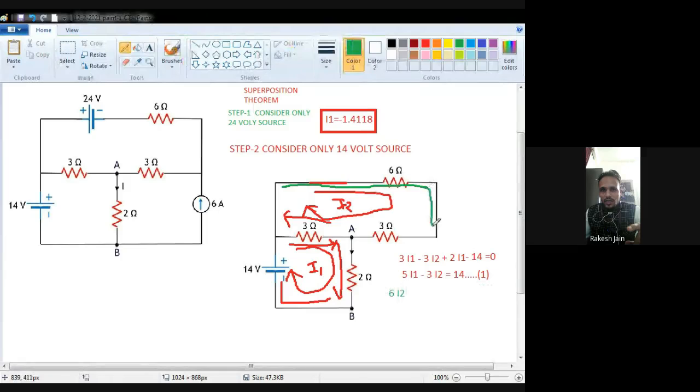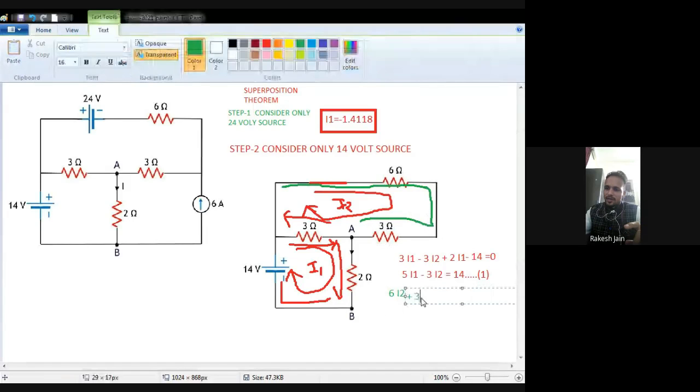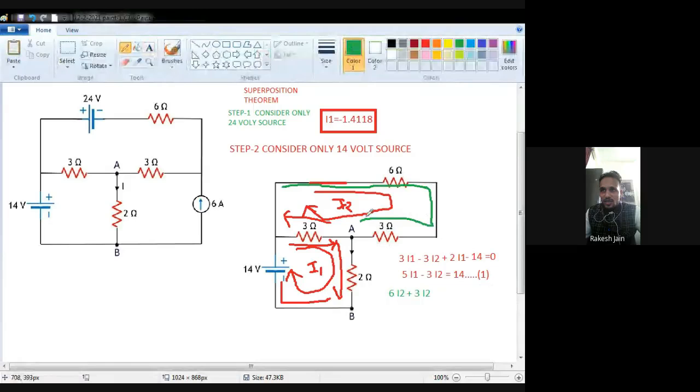Now in this step I only consider the 14 volt source. It means I remove the 4 volt source. So when this source is removed, what will happen? Because this is a voltage source, it can be removed by a short circuit only. So short circuit.